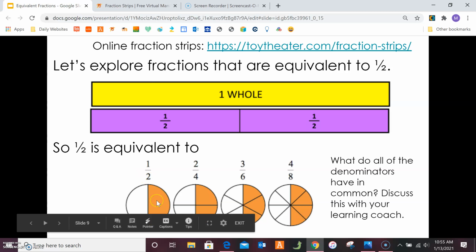So notice these different patterns that are happening when we're talking about our halves. And remember that you can always use your fraction models to help you. So your fraction strips, and in this case we have fraction circles. But notice that all of these fractions cover the same portion of the circle. And that is what equivalent fractions do.